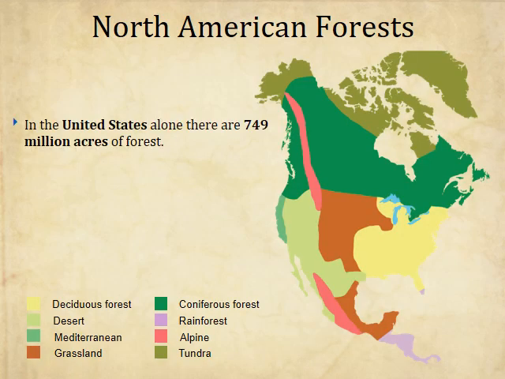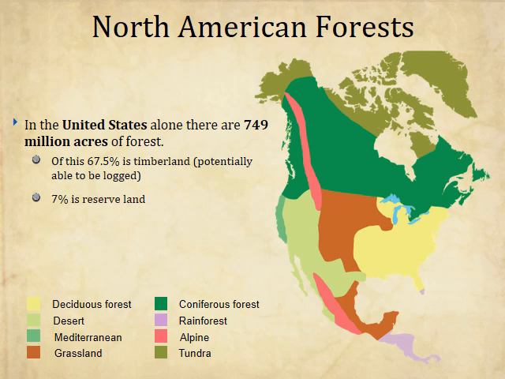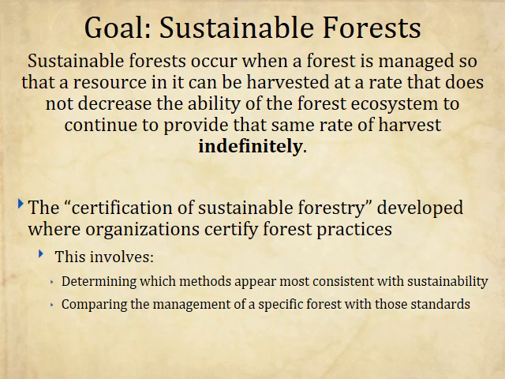So first of all, we're going to take a look at North American forests. We already did biomes, but in the US, there's a lot of forest. A lot of it is timberland, which means that it can potentially be logged. Only 7% of that is reserved, and 25.5% are non-commercial forest types.